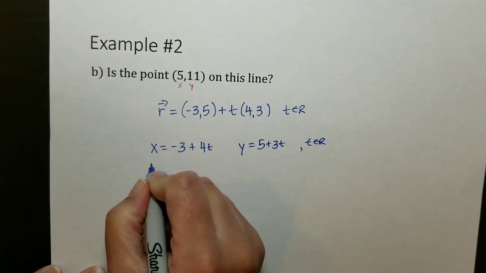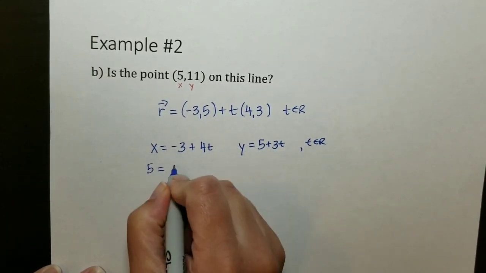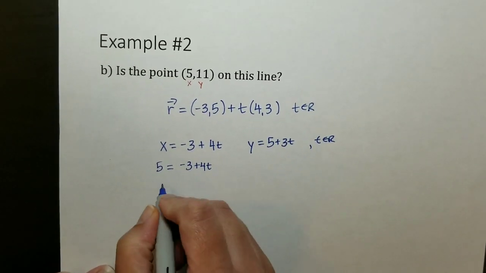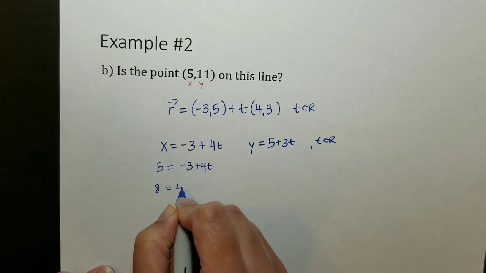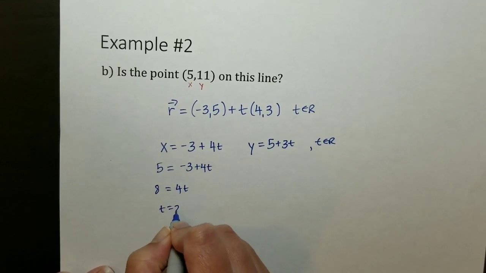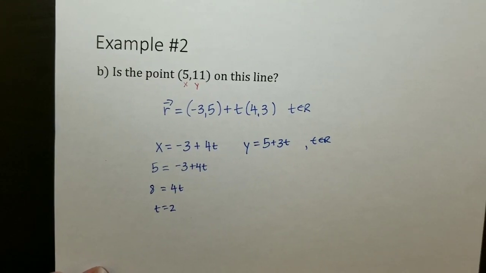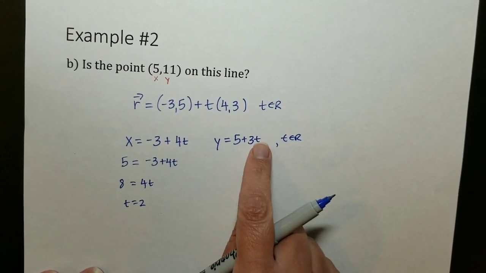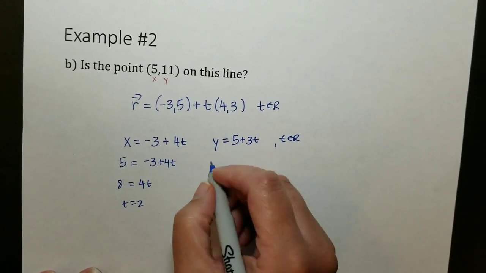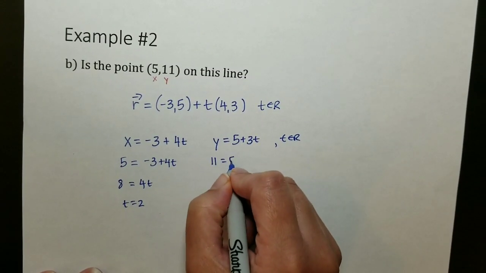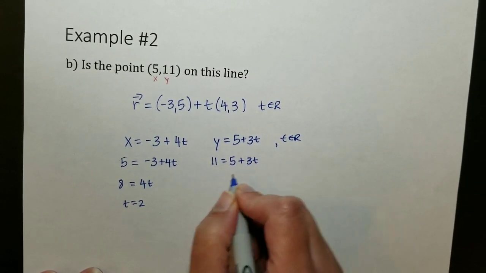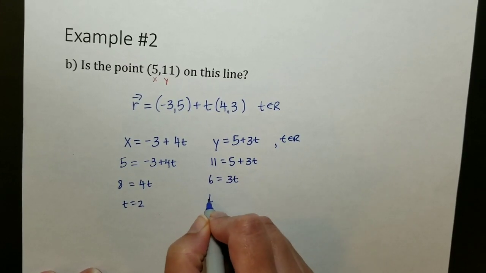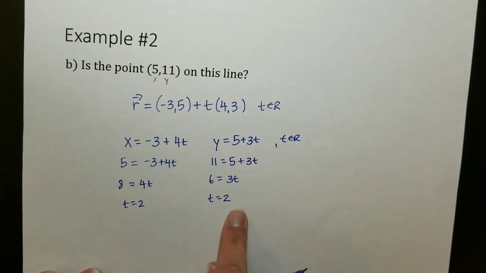So I'm just going to say 5 equals -3 plus 4t. Bringing the -3 over and adding, I get 8 equals 4t, so t equals 2. And then checking what scalar multiple of this you would need to find y equals 11, and it would have to be the same. So 5 plus 3t, bring the 5 over and subtract, we get 6 equals 3t, and yeah, it is on the line.